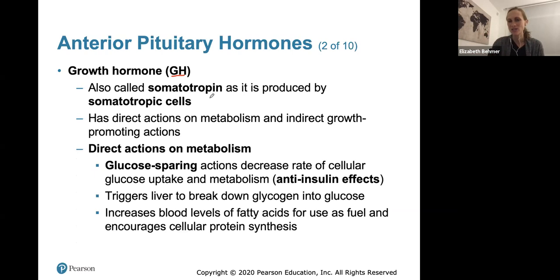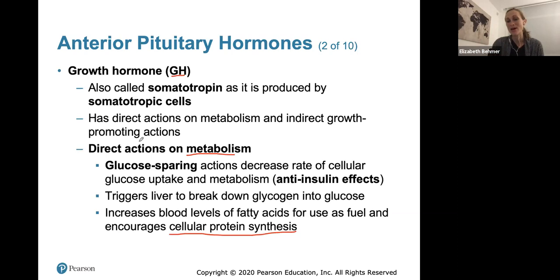It has direct actions on metabolism and indirect growth promoting actions. So glucose sparing actions decrease the rate of cellular glucose uptake and metabolism. It triggers the liver to break down glycogen into glucose. It increases blood levels of fatty acids for use as fuel. The big thing that growth hormone does is it just encourages cellular protein synthesis, which means it's basically encouraging growth of all of your body cells.